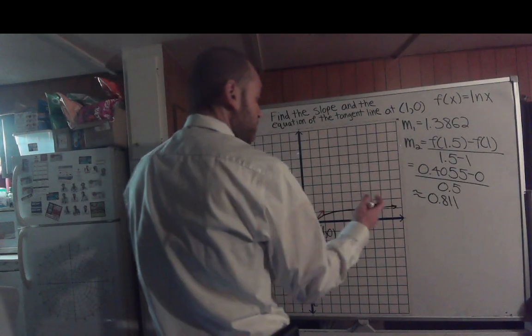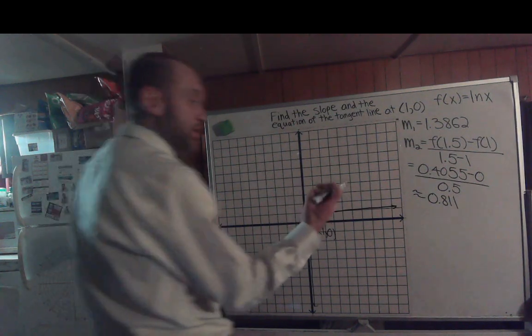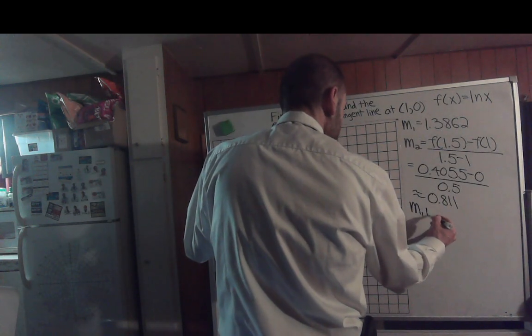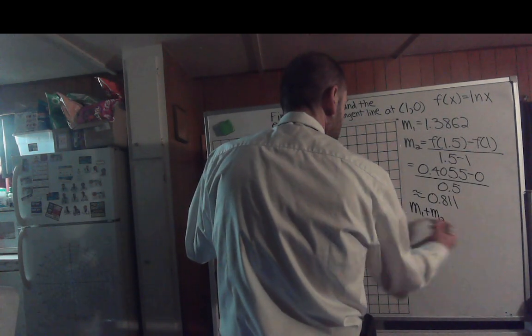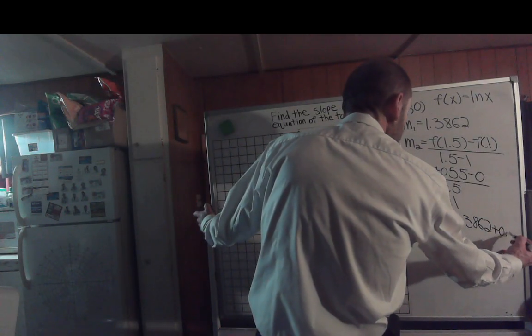So now that we have the slope of both secant lines that are half a unit apart in each direction, let's average the slope of these two secant lines to find an approximate value for the slope of the tangent line. So if I take 1.3862 plus 0.811 and divide that by 2, I get approximately, let's see what we get here.